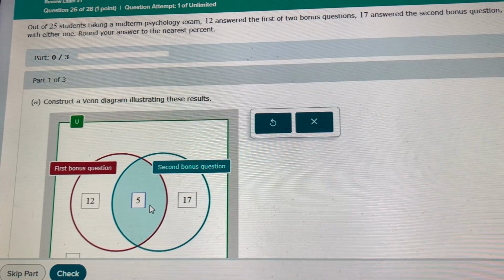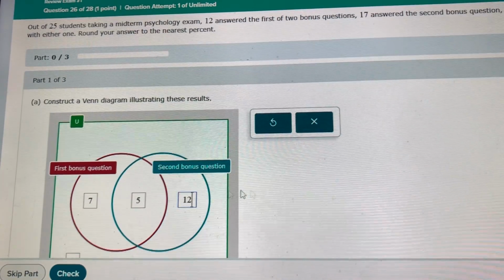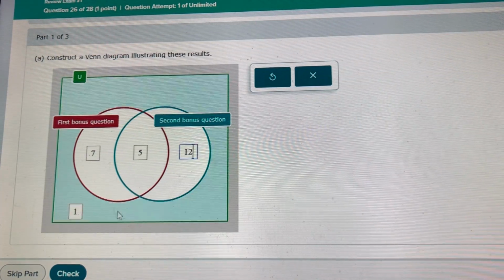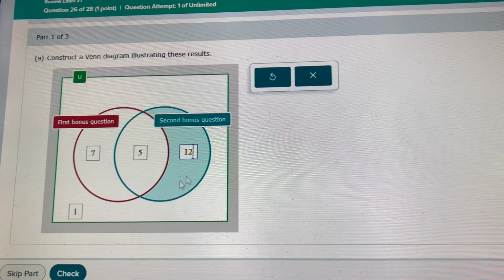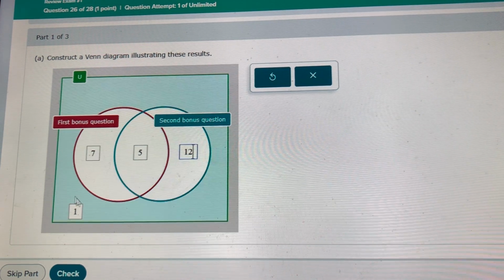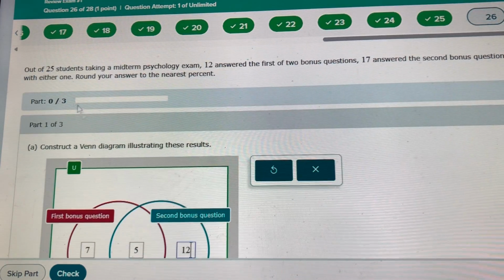And once you know that, then you do 12 minus 5 to get that this is only 7. And then you do 17 minus 5 to get that this is only 12. And now notice if I add every answer, 7 plus 5 is 12, plus 12 is 24, plus 1 is 25. Now I got all 25 people accounted for.